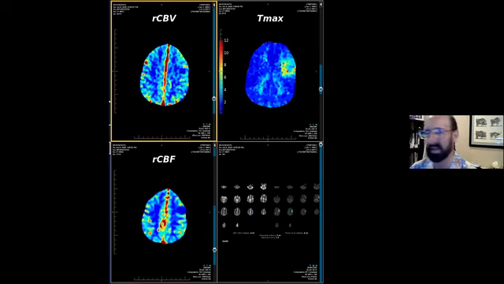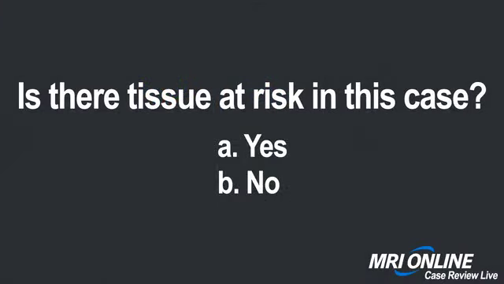Okay, and let's go with the next slide. Is there tissue at risk in this case? So looking at the sequences that are on the screen, is there tissue at risk in this case? So 63% said yes, and 38% said no. And I think we have one more question on this one.